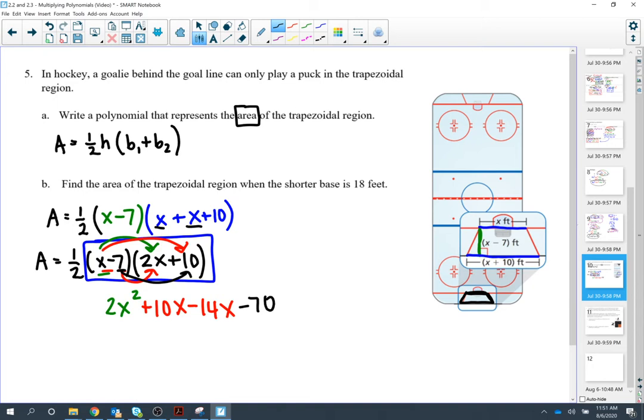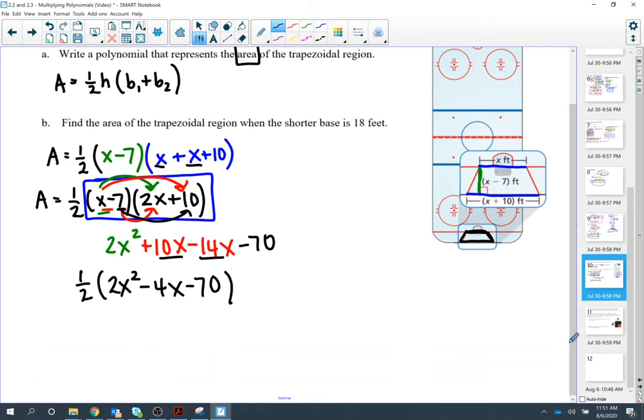Combine like terms, I'm going to keep the 2x squared. 10x minus 14x is negative 4x, minus 70. And then I'm going to go, okay, well, that's the back 2, but I still haven't used that 1/2. Bring it down. Well, now let's take a look at what's going to happen with the 1/2. 1/2 times 2x squared. Well, what's 1/2 of 2? It's 1. That's kind of nice. That's 1x squared. What about 1/2 of negative 4? Well, that's negative 2. And what about 1/2 of negative 70? Well, that's negative 35.